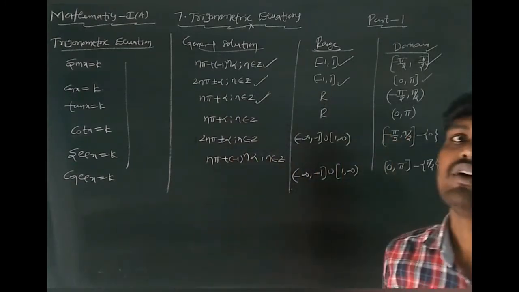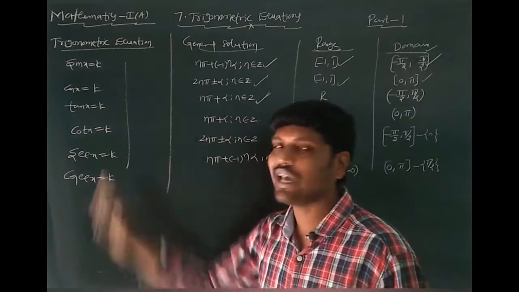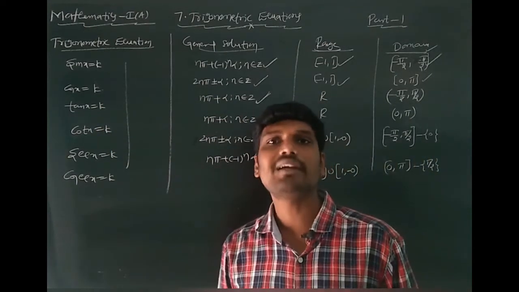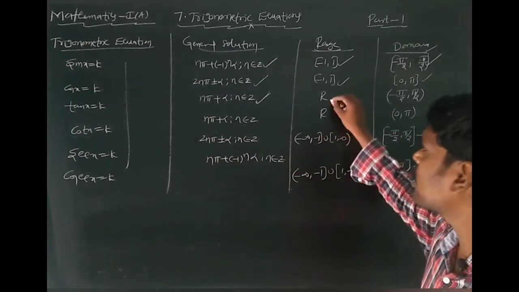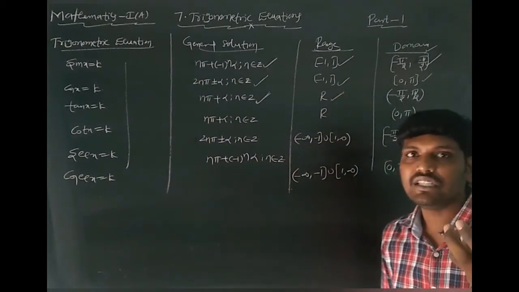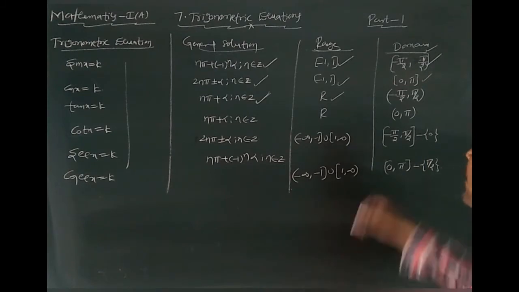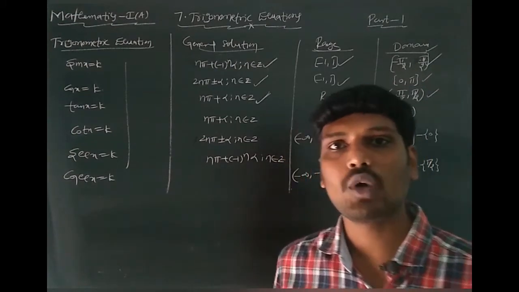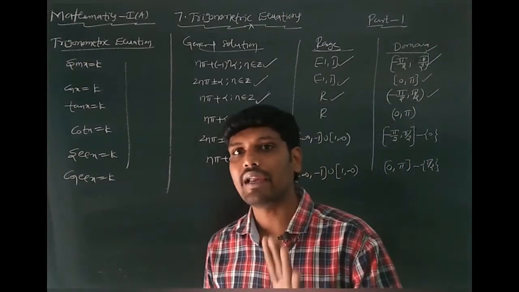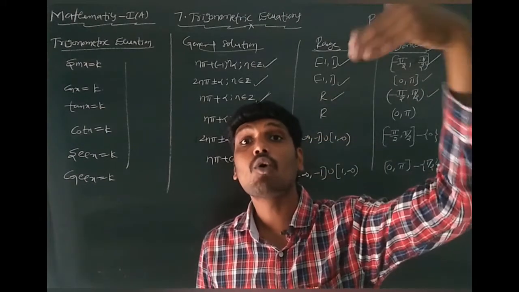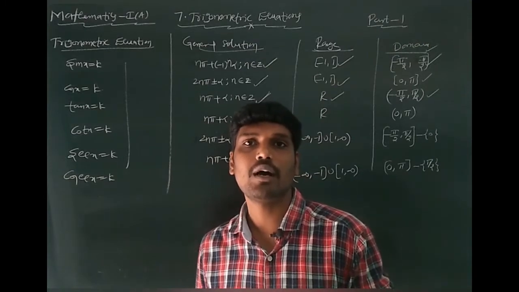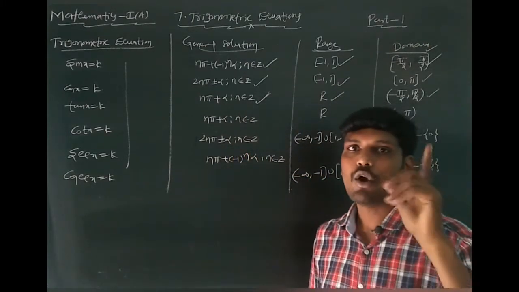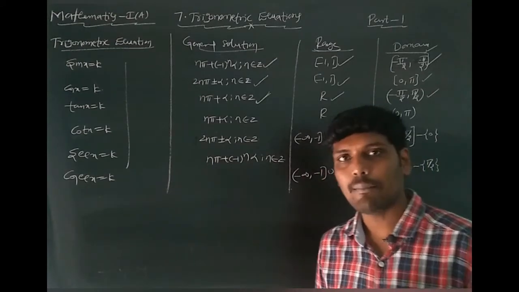The range of tan x is equal to k is capital R, all real numbers. The domain is the open interval minus pi by 2 comma pi by 2. For sin x is equal to k the domain is the closed interval minus pi by 2 comma pi by 2, while for this tan x is equal to k the domain is the open interval minus pi by 2 comma pi by 2.